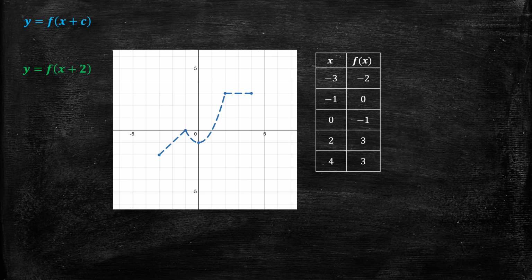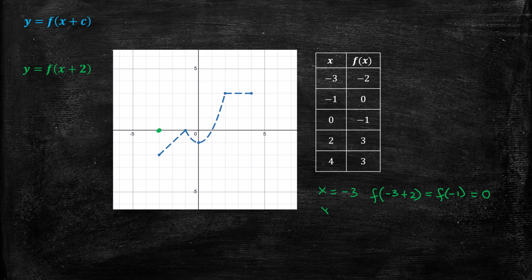So take a couple of examples. Let's look at when x is negative 3. If I plug negative 3 in for x, I want negative 3 plus 2, which would be f of negative 1. Well, f of negative 1, I can see from the table here, is equal to 0. And so I could get one data point there. So I know that negative 3 comma 0 is one particular point on the new graph.